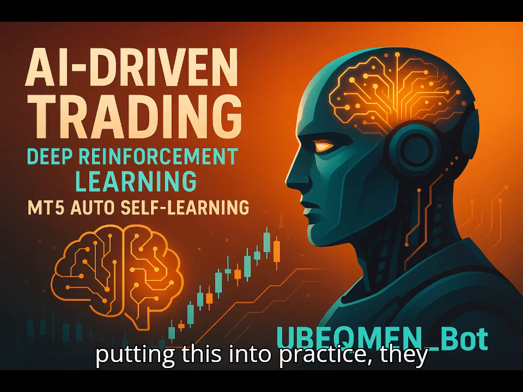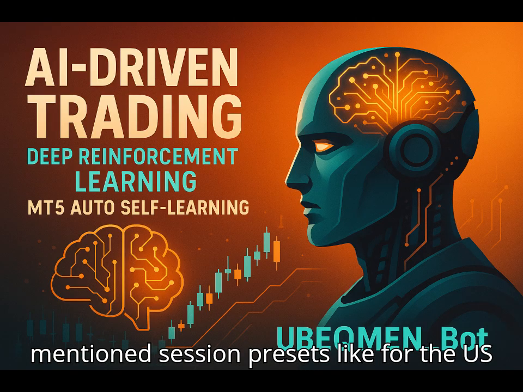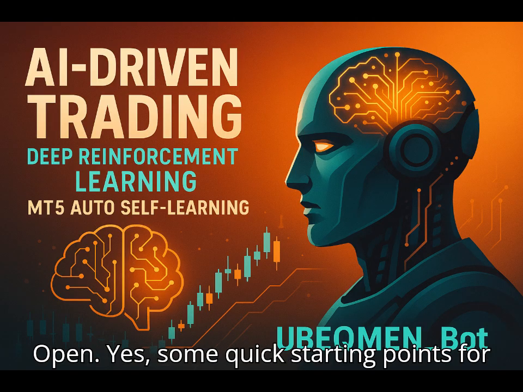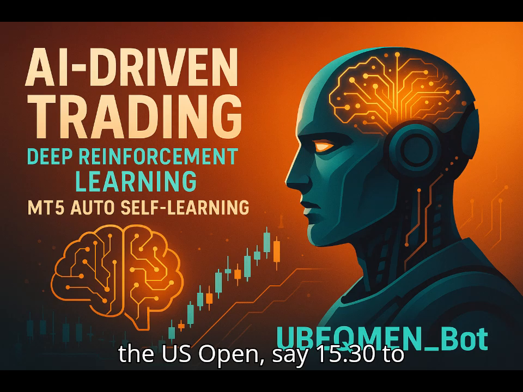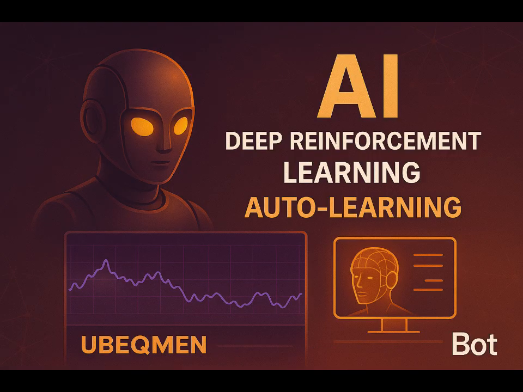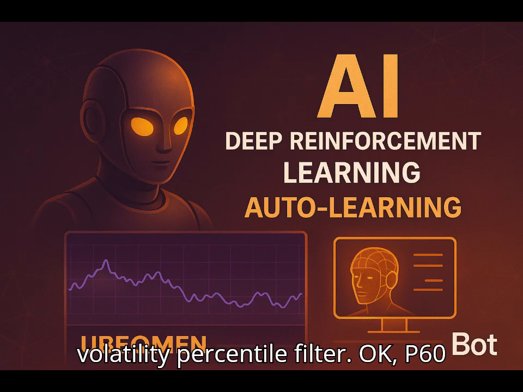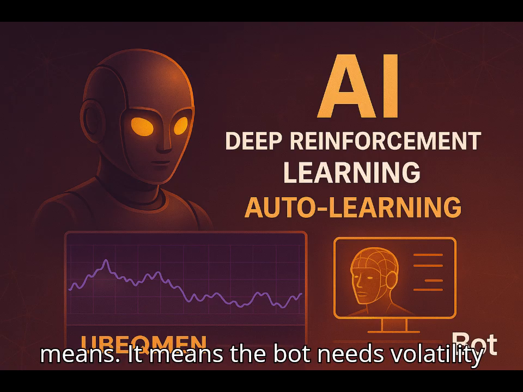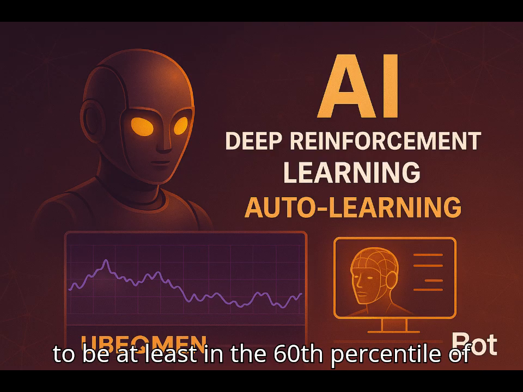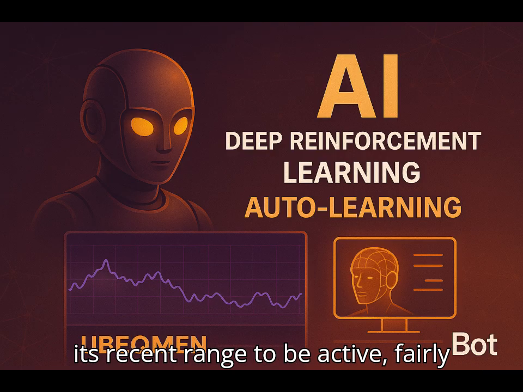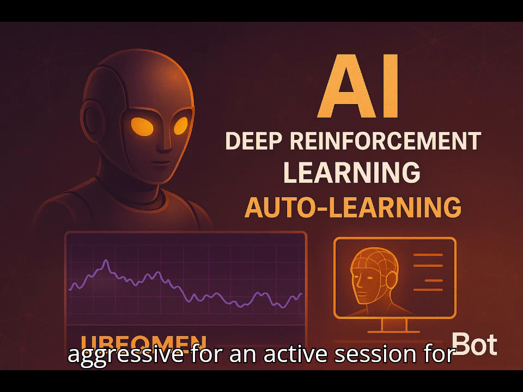Now, for putting this into practice, they mention session presets, like for the U.S. Open. Yeah, some quick starting points. For the U.S. Open, say 15.30 to 16.30 CET, they suggest a P60 setting. That P refers to the volatility percentile filter. Okay, P60 means... It means the bot needs volatility to be at least in the 60th percentile of its recent range to be active. Fairly aggressive for an active session.